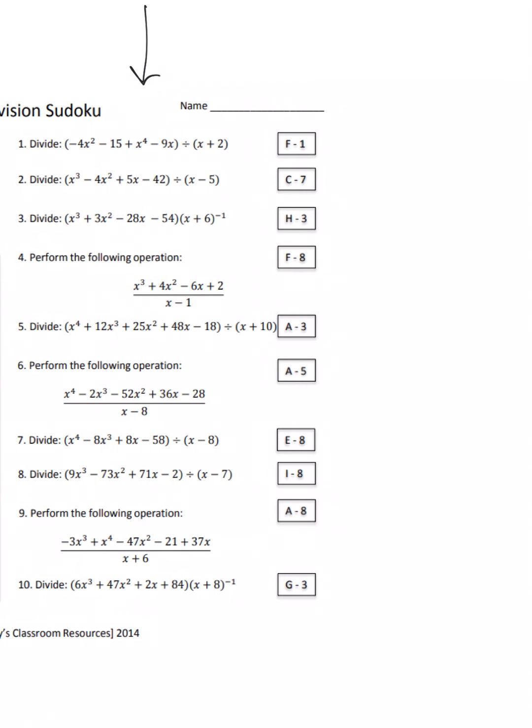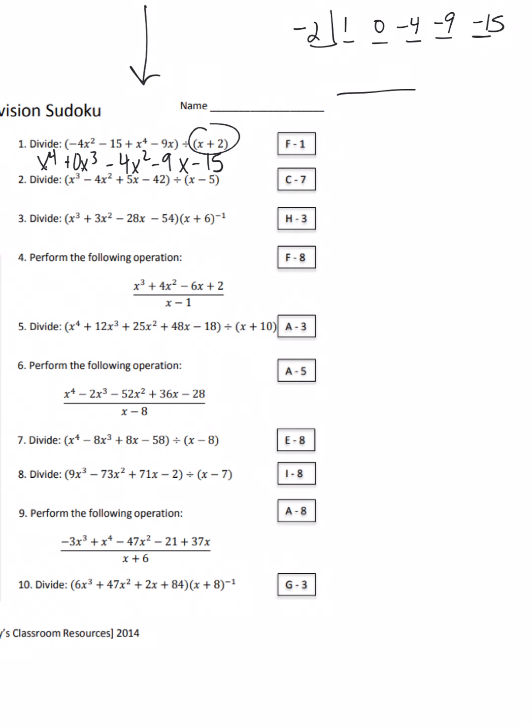So for number 1, I'm gonna set this up better for you. So this is gonna be set up as x to the 4th plus 0x cubed minus 4x squared minus 9x minus 15, okay? And then you're just gonna come to the side and solve it. So I'm gonna set it up over here. I'm gonna have a -2, and then I have 1, 2, 3, 4, 5 terms. And I'm just gonna put my coefficients down with my placeholder because I was missing the x cubed term, okay? I'm gonna do this quick because you should know how to solve these, okay?